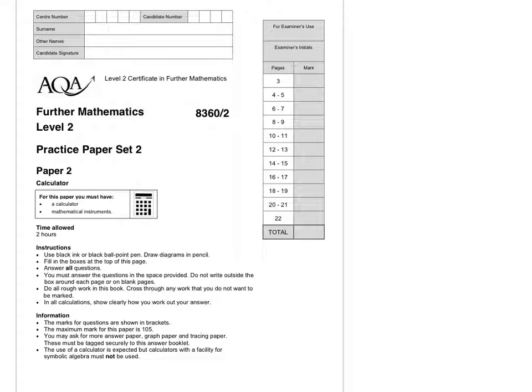Practice paper set to calculator questions. PQR is a straight line. P is (5, 11). R is (16, -3).